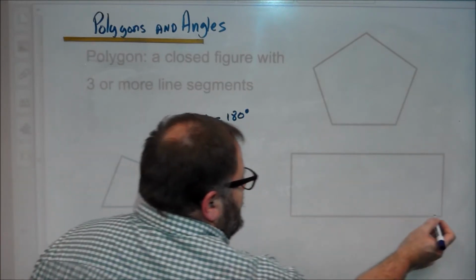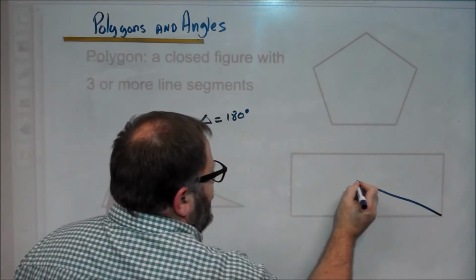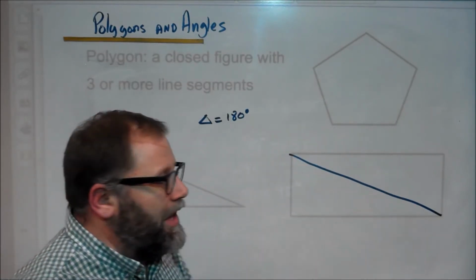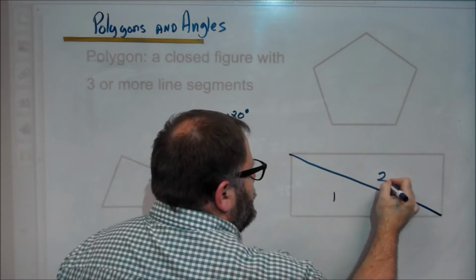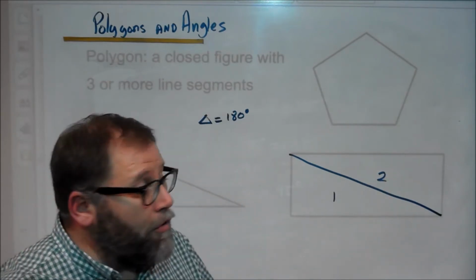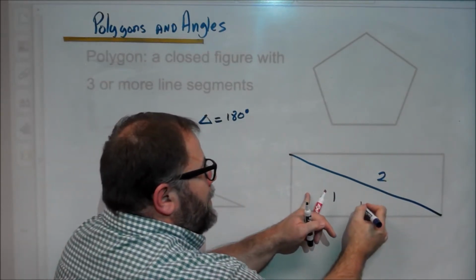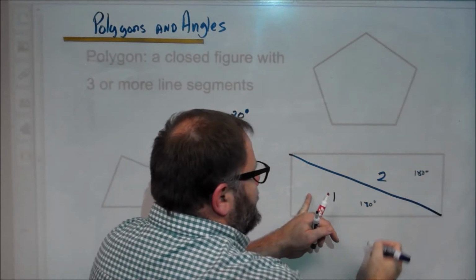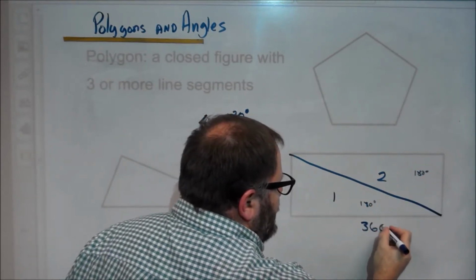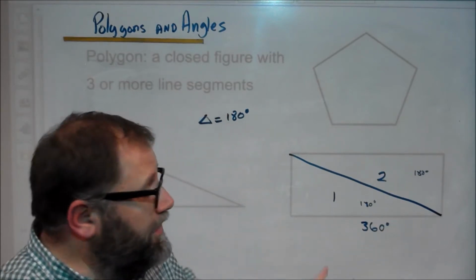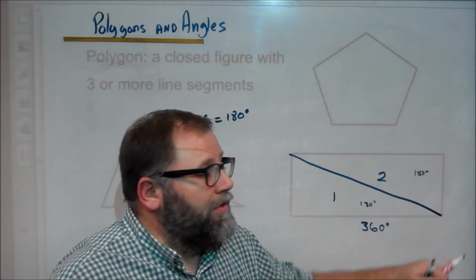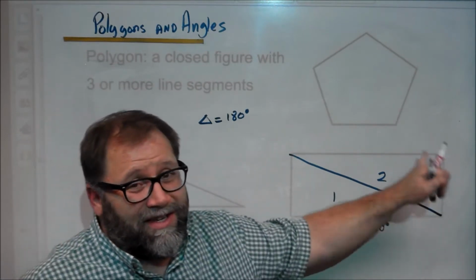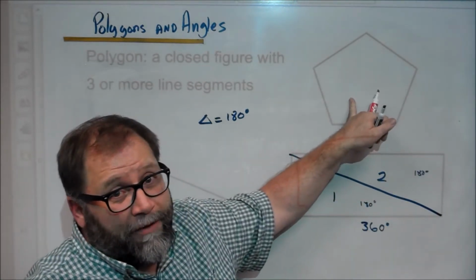So if I bisect my rectangle like that, how many triangles have I made? 1, 2. Therefore, this triangle has 180 degrees, and this triangle has 180 degrees, which means there are 360 degrees in the angles of that rectangle. Now, you're sitting there going, I knew that, Mr. Romanovich. There's four 90s here. Let's look at this one then.